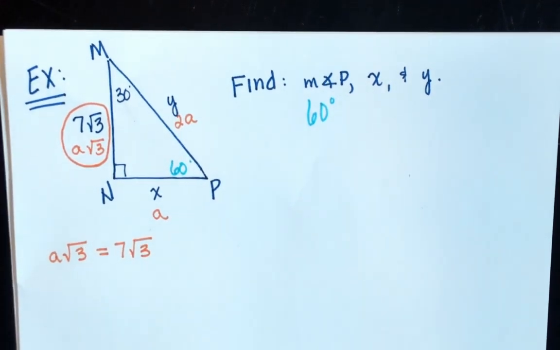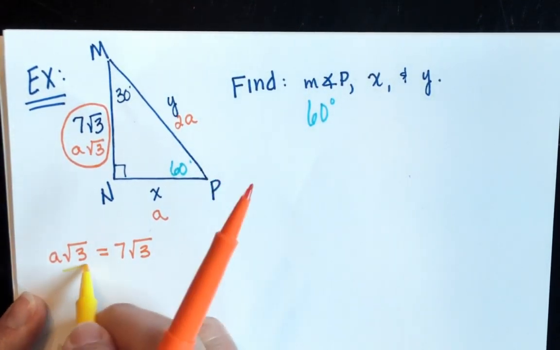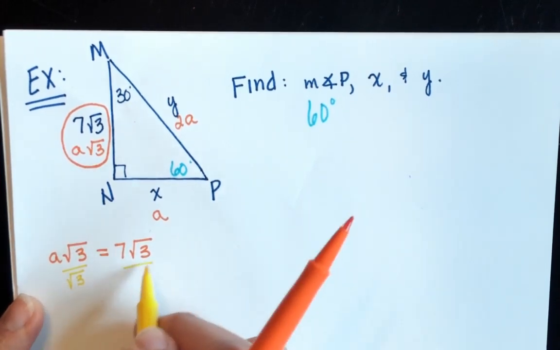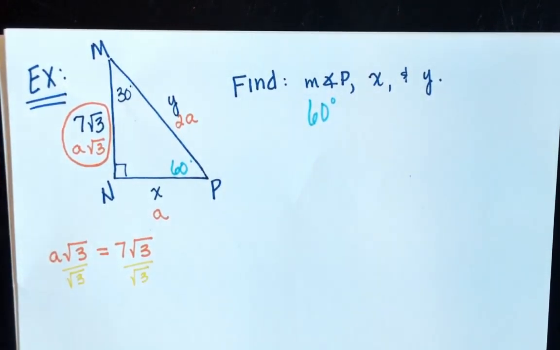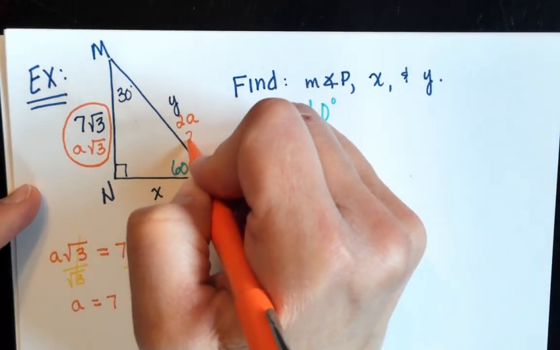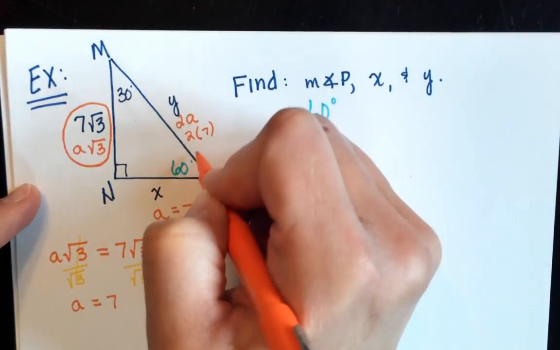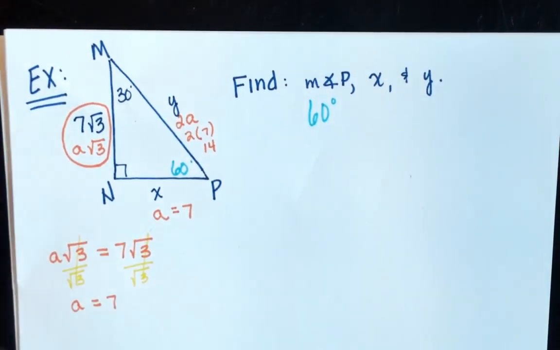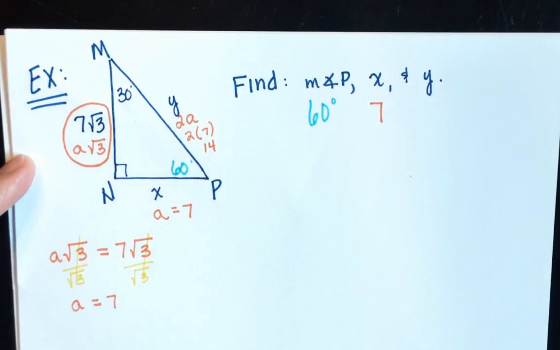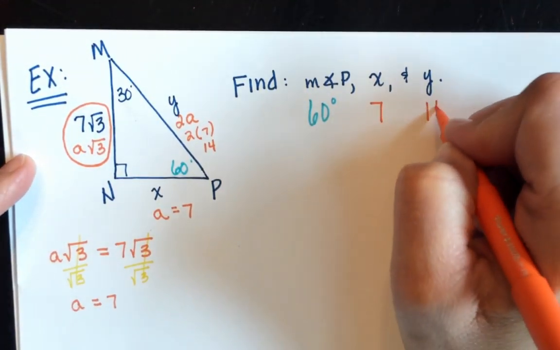You can hear what A is even as you say it. But if you need to see it again mathematically, just like you saw with our 45, 45, 90, you can divide away that radical 3 and it cancels on both sides. So it's not just that we guessed A was 7, it mathematically proves by division that it is 7, which means this side is 7, and this side is 2 times 7, or 14. So what's X? 7. What's Y? 14.